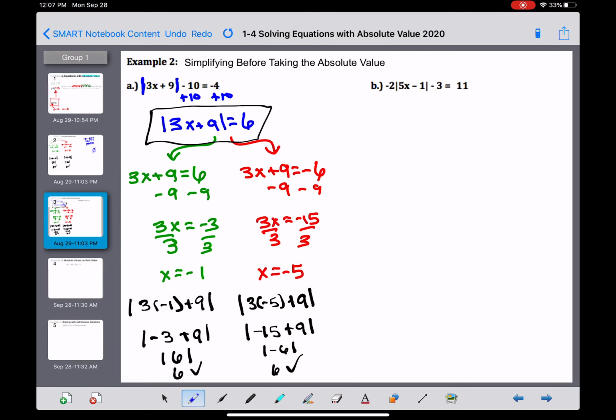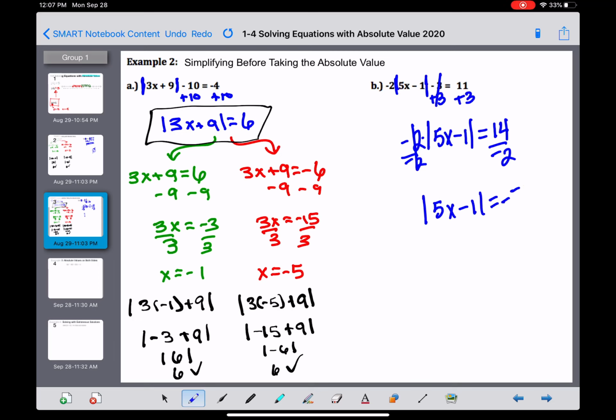For example B, I have 2 steps to isolate my variables. I'm going to add 3 to both sides. So I'm looking at negative 2 times the absolute value of 5x minus 1 is equal to 14. My bars are not by themselves, but because a number beside anything means multiplication, I'm going to do the opposite and divide. So I'm looking at the absolute value of 5x minus 1 equals negative 7.